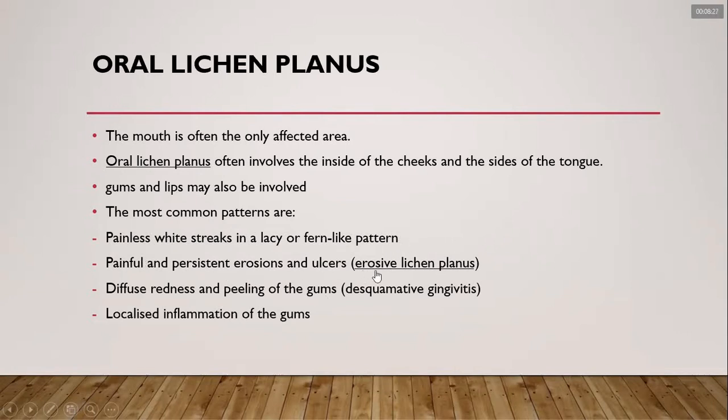The second very common type is erosive lichen planus, where painful and persistent erosions and ulcers are present in and around the cheek, sides of the tongue, and palatal mucosa. The other type is desquamative gingivitis, where there is diffuse redness and peeling of the gums, or there can be localized inflammation of the gums, which could be a single feature in lichen planus. And when a biopsy is done, it proves to be so.